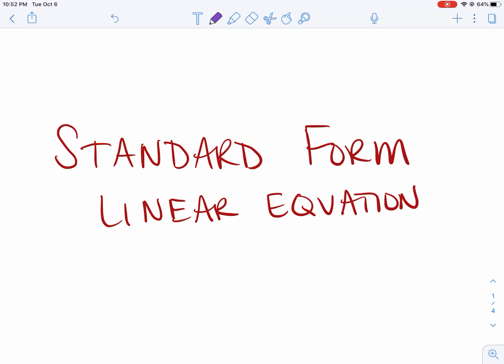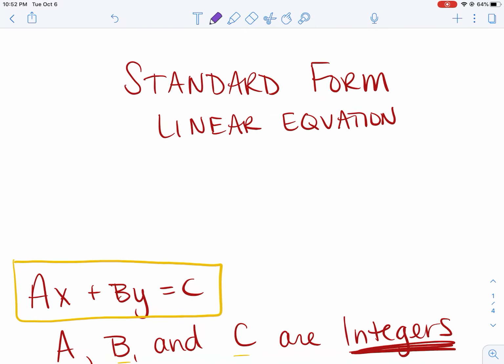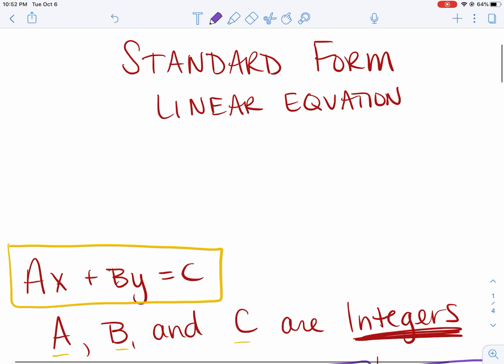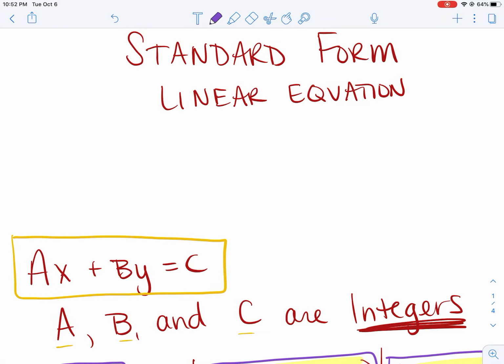The focus of this video is on standard form in terms of the linear equation. So the first thing we want to explore is what is standard form. It looks like this in this box here: ax plus by equals c, and a, b, and c are integers. So that means that where a, b, and c are, there would be numbers. An example might look like 2x plus 3y equals 7, right?